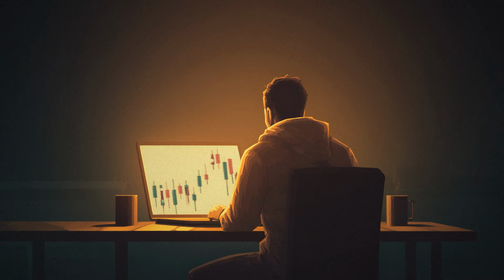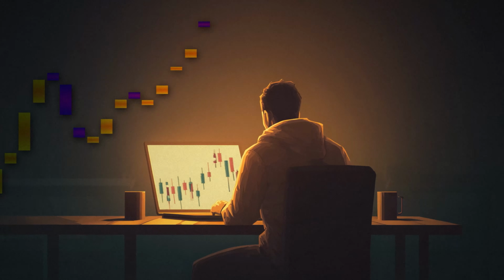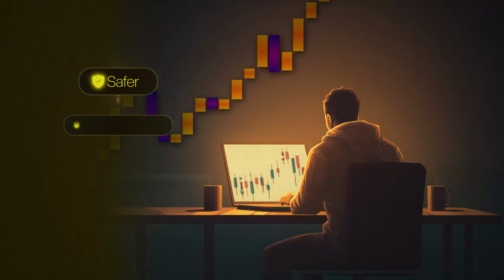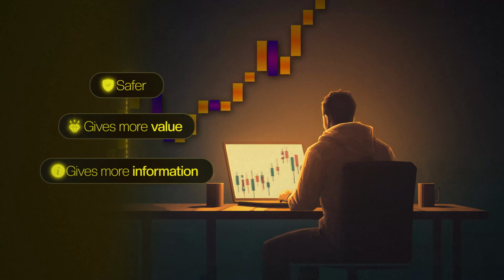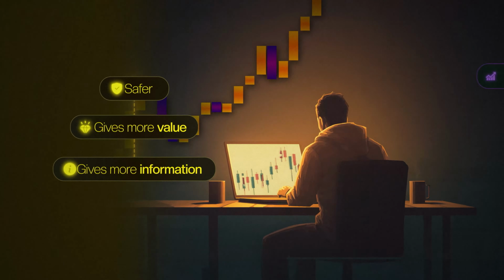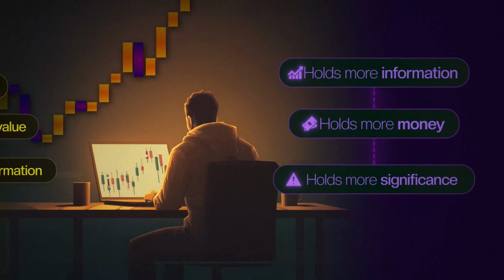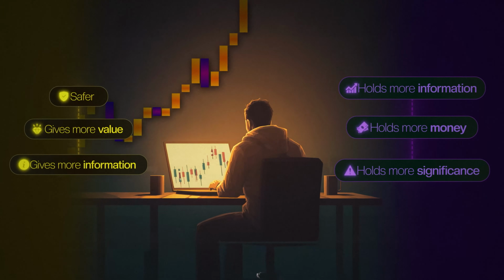So before we get into the charts and practical application, let me first lay out a blueprint of what we're trying to achieve when it comes to a top-down analysis. Because a lot of people will spend hours on the higher time frames thinking that the higher time frame is safer, thinking that it gives more value, gives more information. And to some extent, maybe that is true because the higher time frame holds more information. It holds more money, it's more significant, but that doesn't necessarily dictate that it's more meaningful or more important.